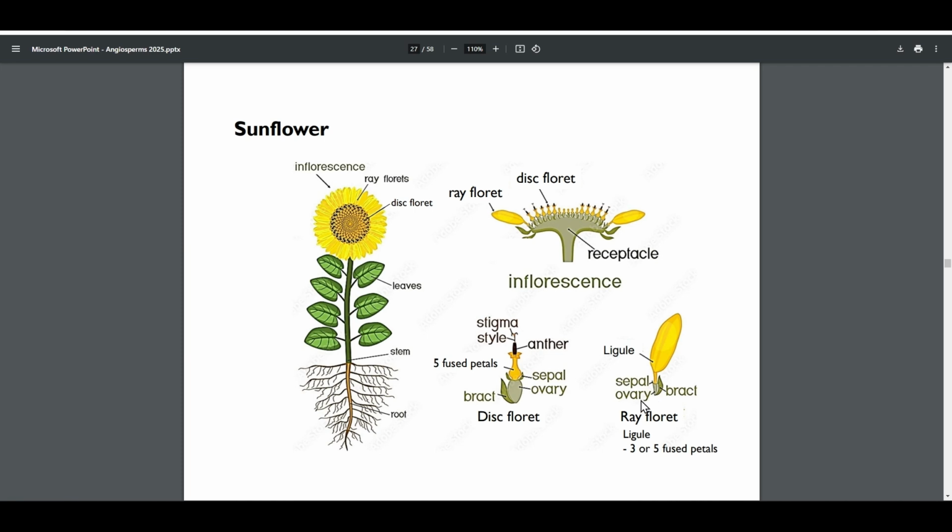That means they are only unisexual, and they don't even have stigma or style. So I'm not sure how the ovule or the egg inside will be fertilized. I'm not too sure. And yeah, so the ray florets have this ligule, which is the giant petal-like structure.